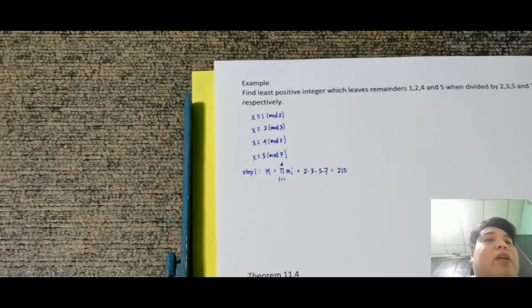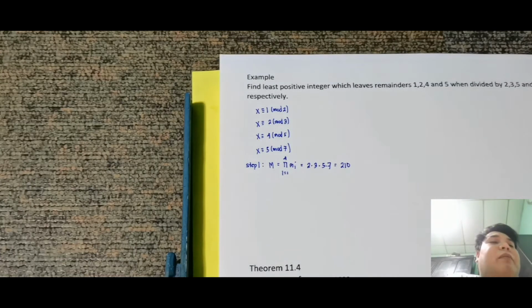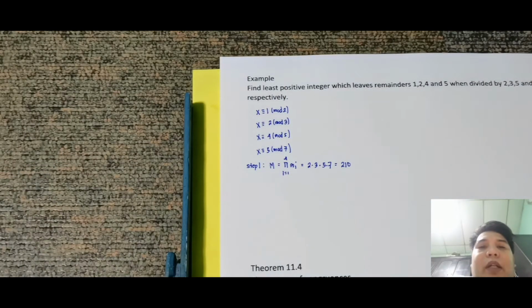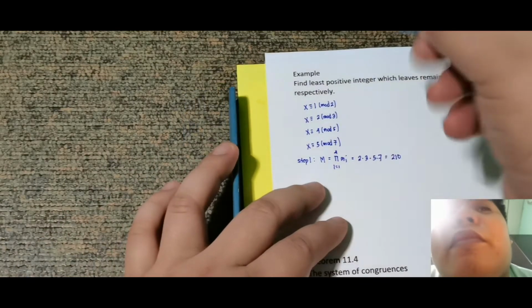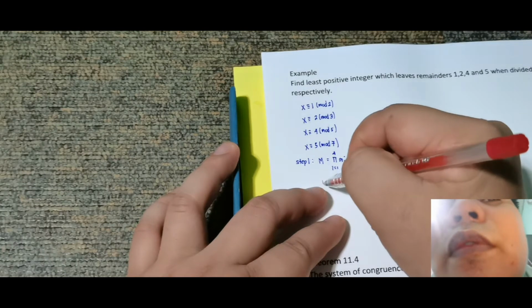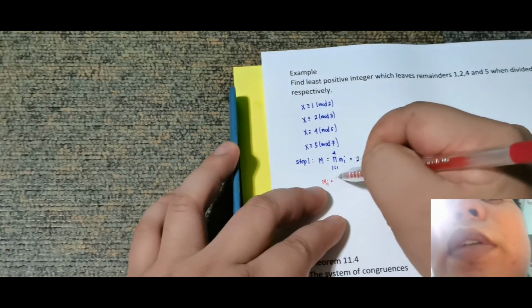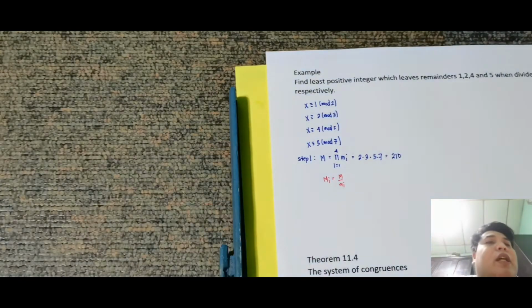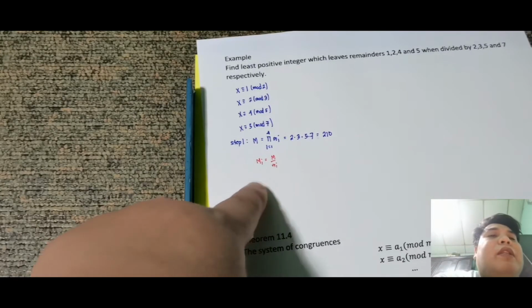Okay, so again, step 1, find the value of M and find the value of M sub i na malaki. Hanapin mo yung value ng M, so multiply ko yung mga m na yun. Tapos, hanapin ko yung M sub i. So, ano naman yung M sub i? Ang M sub i natin is equal to M over m sub i. Okay, since 4 yung m natin, so 4 din yung M sub i natin.